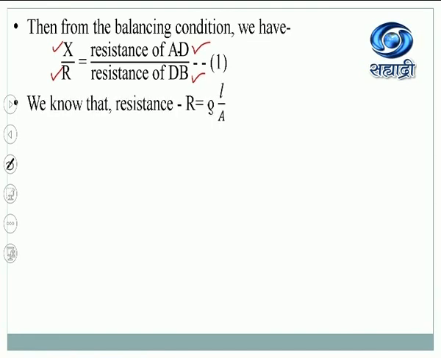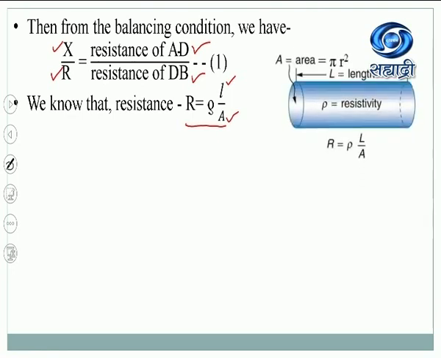Then next, we know that resistance is given by rho, that is the specific resistance of the material, into L, that is length, upon A, that is the cross-sectional area. See here in the diagram. R is the resistance of the wire, rho is its specific resistance, also called the resistivity, L is the length of the wire, and A is the cross-sectional area which is shown.